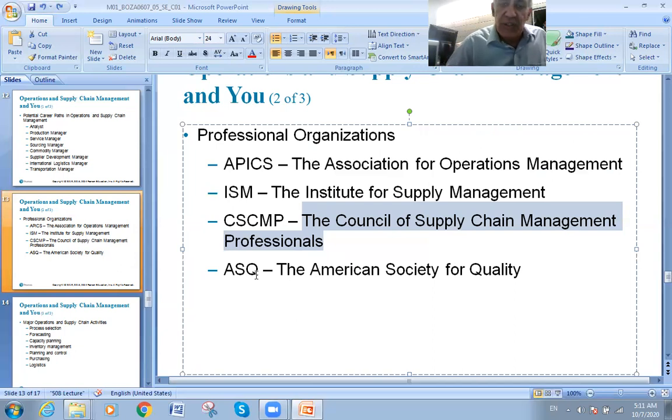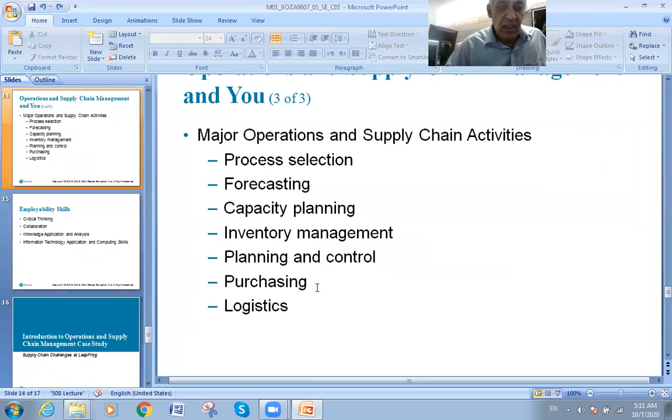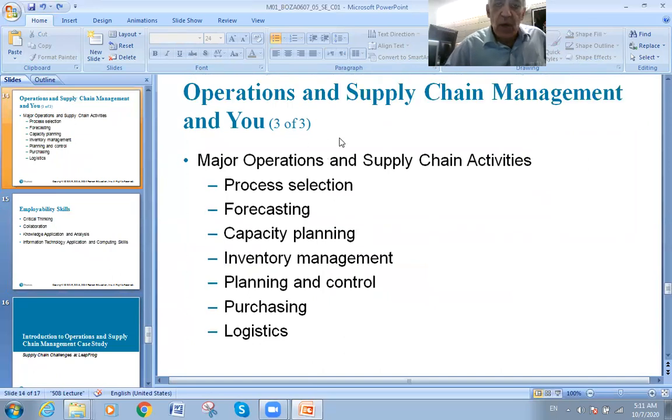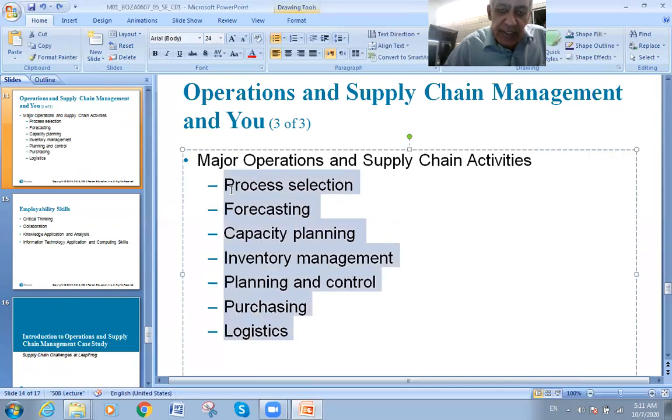ASQ, the American Society of Quality. Now, Operation Supply Chain Management and you. Major operations and supply management activities: process selection, forecasting, capacity planning, inventory management. Look at this.